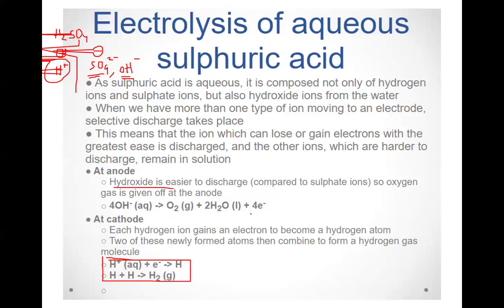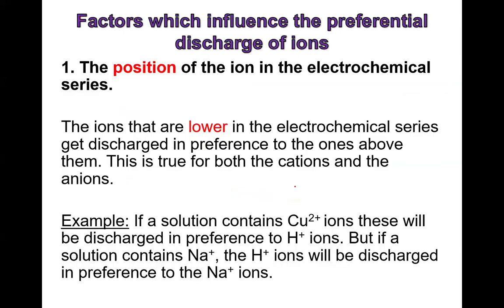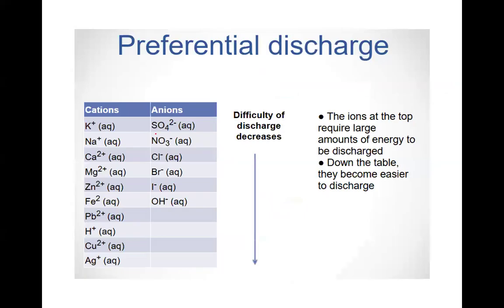So oxygen gas is given off at the anode. And this is the same concept we learned, because hydroxide ions are way down in the reactivity series as compared to sulfate ions. They are like at the top. So they will never get discharged whenever you have any of these competing with it.